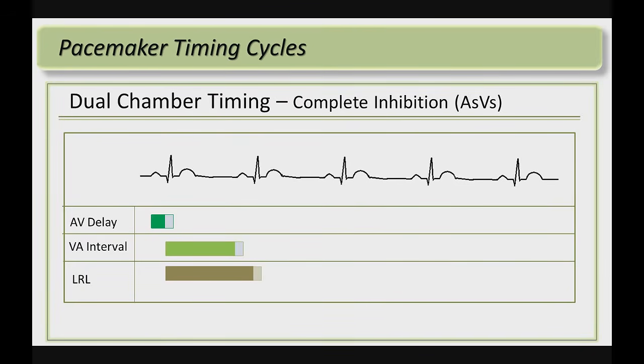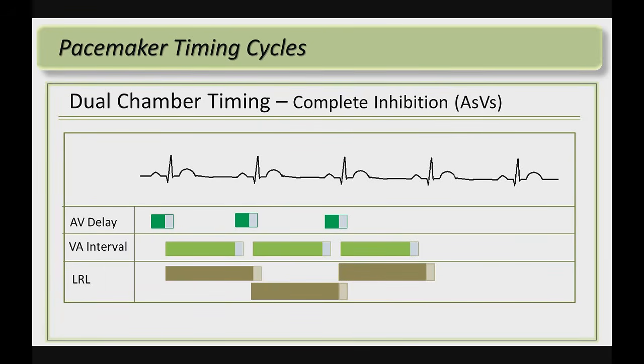With the next intrinsic P wave, we start our AV delay, which is beat by another intrinsic ventricular beat, starting our VA timer and our lower rate limit. The VA interval is beat by another intrinsic P wave, which starts our AV delay, which is beat by another intrinsic ventricular event, starting our VA timer and our lower rate limit. Once again, an intrinsic P wave comes in before our VA interval expires, and so we start our AV delay, which is beat by another intrinsic ventricular event, starting our other two timers.